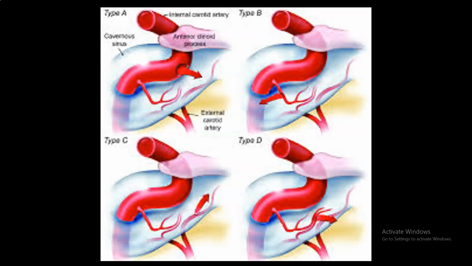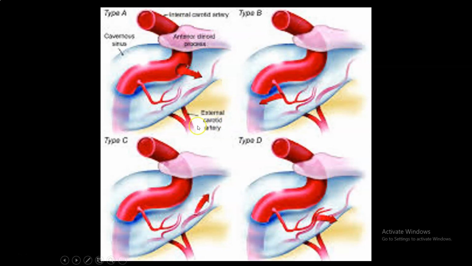Carotid cavernous fistula, discussed before. We have four types of fistulas, A, B, C, and D. Type A is high flow type, is traumatic, related to trauma, and it is direct communication between the carotid and the cavernous sinus. It is a very high flow, severe type, and causes severe symptoms.